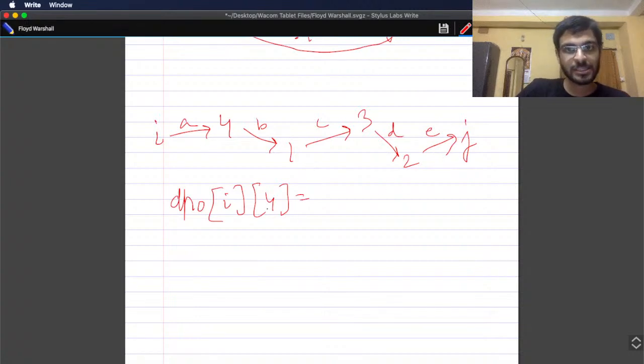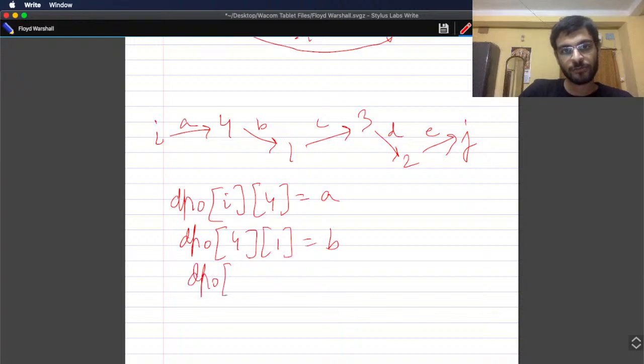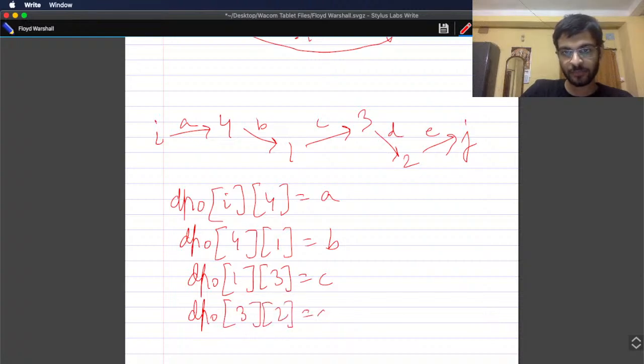So what can I say? dp0 of I to 4 is going to be A. dp0 of 4 to 1 is going to be B. dp0 of 1 to 3 is going to be C. dp0 of 3 to 2 is going to be D. dp0 of 2 to j is going to be E.